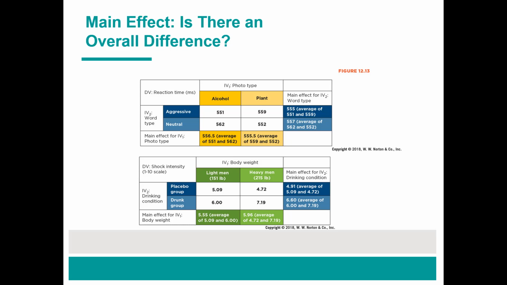Remember, a main effect equals an overall effect. Calling something the main effect doesn't mean it's the most important effect. It means that it's an overall effect of one independent variable at a time.